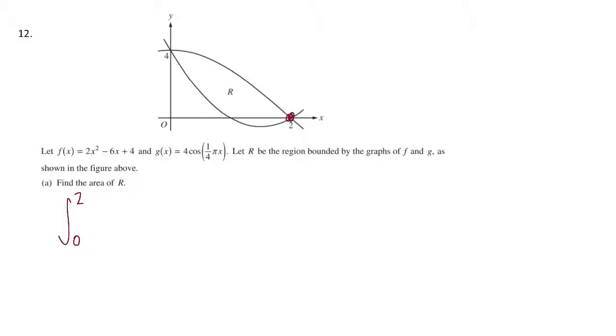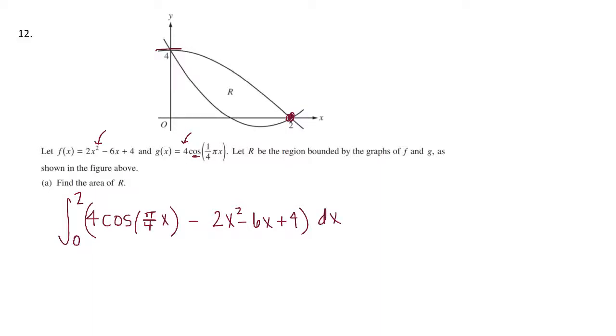And let's see, we have to remember what our functions look like. Well, x squared is a parabola, so that's probably going to be the bottom function. And cosine always starts up here at 1, and the amplitude of this is 4. So that makes sense. So our top function is going to be cosine. So we have 4 cosine of, and that's really just pi over 4 times x. So there's my top function minus my bottom function, 2x squared minus 6x plus 4. Okay, so there's our setup of the problem.